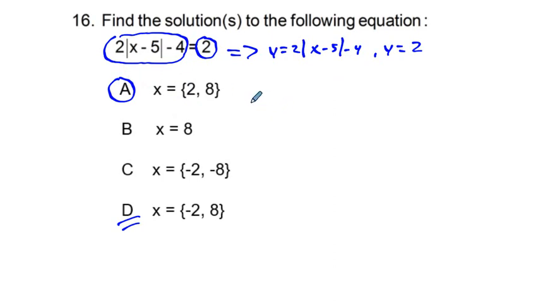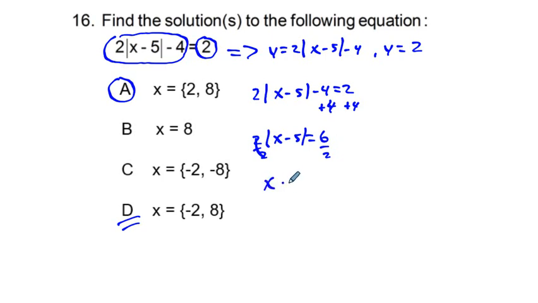Separately, you can do this as 2 times the absolute value of quantity x minus 5, minus 4 equals 2, and you can just set about solving here. Add 4. You get 2 times the absolute value of x minus 5 equals 6. Divide by 2. So we have x minus 5 equals 3, and also x minus 5 is equal to negative 3. And this is how you get x is equal to 8 and x is equal to 2.